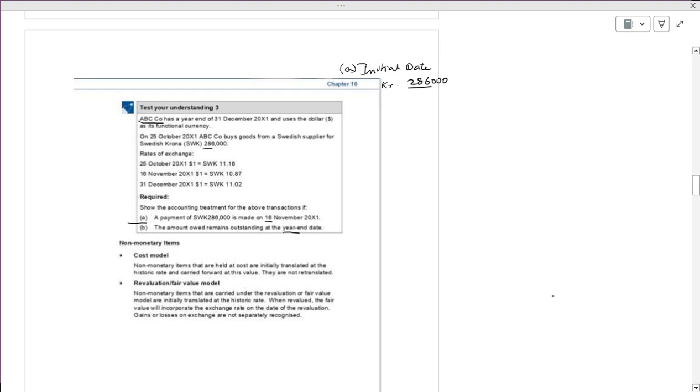Divide by. I will write. 11.16 is equal to $1. So 286 is equal to how many dollars? 286 divided by 11.16 into 1. How much will you get?